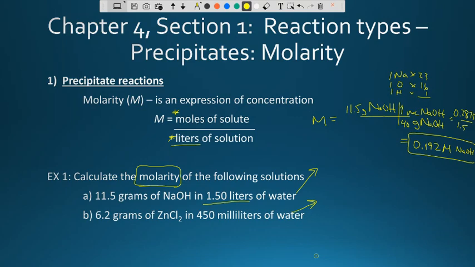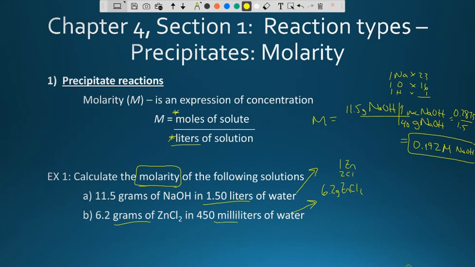Now, in the second one, we see that we got a couple things we need to address. First of all, I have grams of zinc, so we need to take care of that. And I have milliliters of water, so I have to take care of that as well. So here's my 6.2 grams of zinc chloride. And here I have 1 zinc, and I have 2 chlorines.